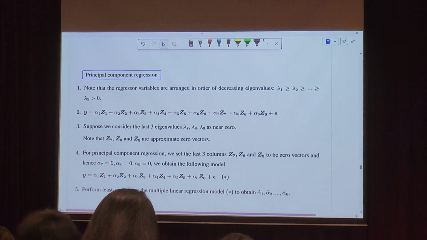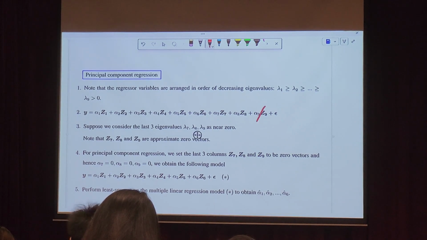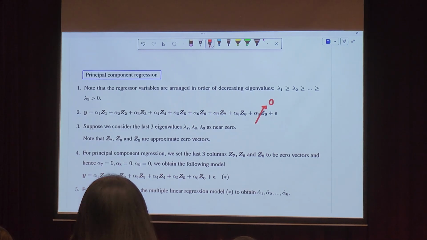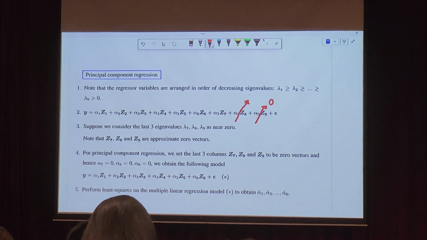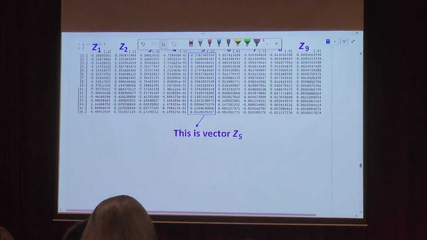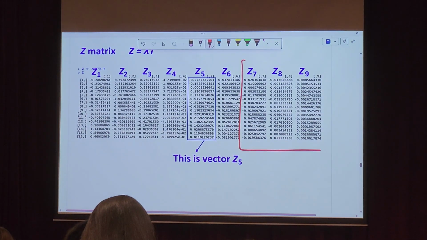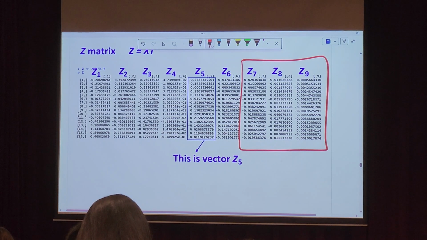So we have 9 regressors. I'm going to drop this. I'm going to assume this is 0. In fact, I'm going to drop the last 3, because the last 3 are close to 0, as you can see. These 3. I'm not sure about the 4th one, but these 3 are really quite close to 0.